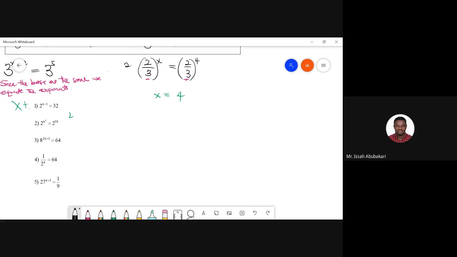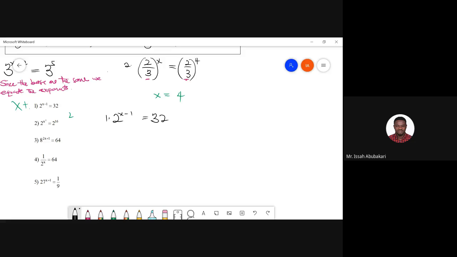Number 1 is 2 exponent x minus 1 is equal to 32. Now, you realize that we don't have the same base, right? So what we are going to do to get the same base is what we need to do. So the base for the left-hand side is what? 2. So we are going to make sure that on the right-hand side, we also have a base that is 2.